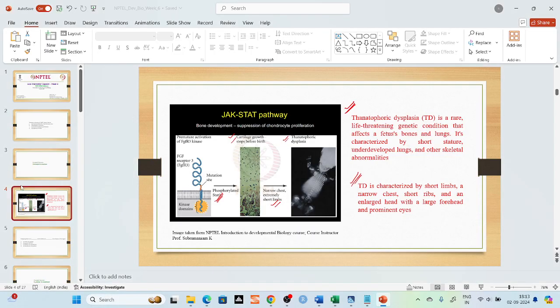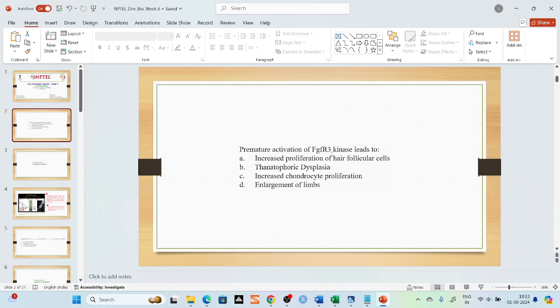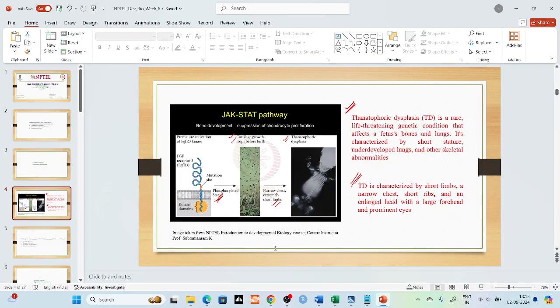So you should know the mechanism also. The question was: premature activation of FGFR kinase leads to what? Basically, you should understand that in developmental biology, whichever pathway is required for development or proliferation, the activation of that pathway should also be time and cell specific. What is the meaning of time and cell specificity of activation of any pathway? It means that premature activation of a pathway can lead to diseased or abnormal conditions. Overexpression, overactivation or delayed activation of a pathway can also lead to some conditions. So whichever pathway we are dealing with, it should be activated at the required time.